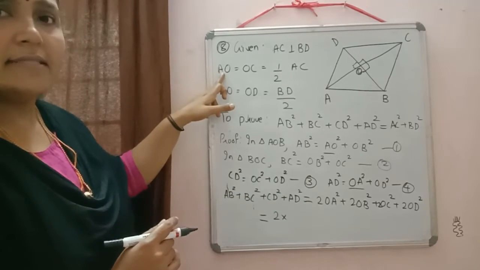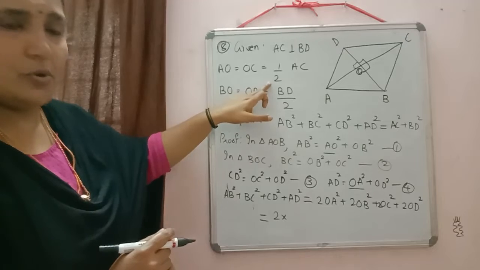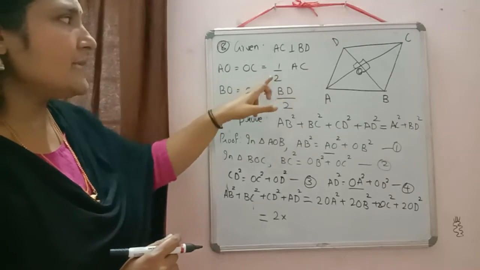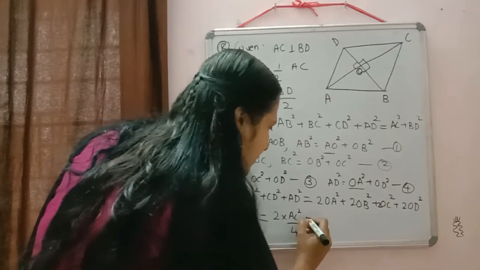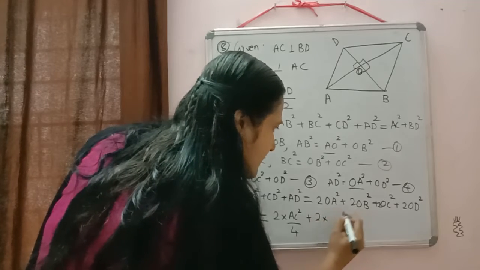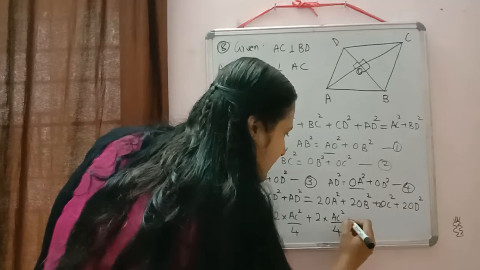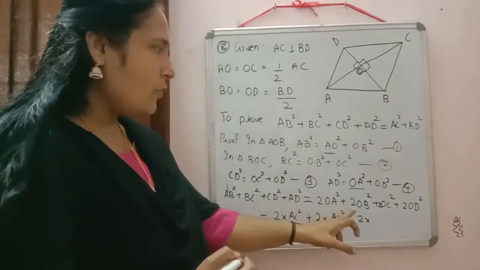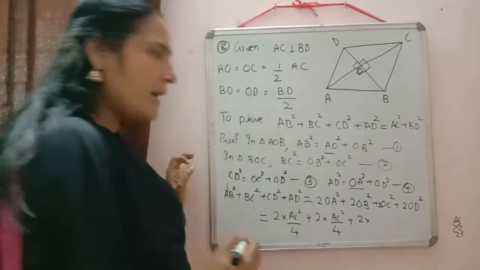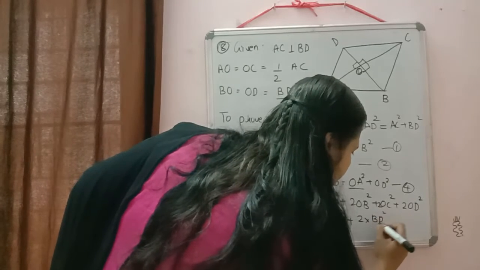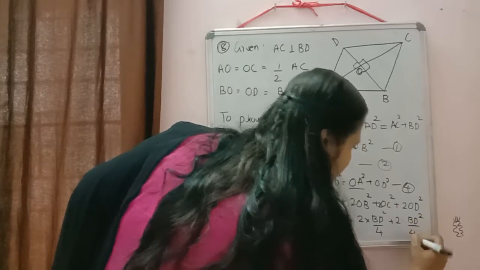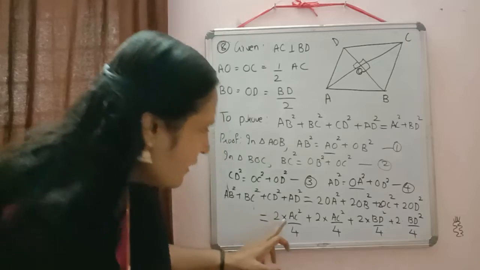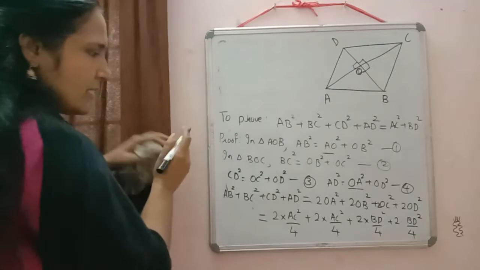Yes. OA is equal to what we wrote? AC by 2. So OA square will be AC square by 4. So 2 into OA square is equal to AC square by 4, and 2 into OC square also will be AC square by 4. 2 into OB square will be equal to BD square by 4, and plus 2 into OD square also will be BD square by 4. So here 2 and 4 will get cancelled in all. Yes, so cancel it. Then what will remain?